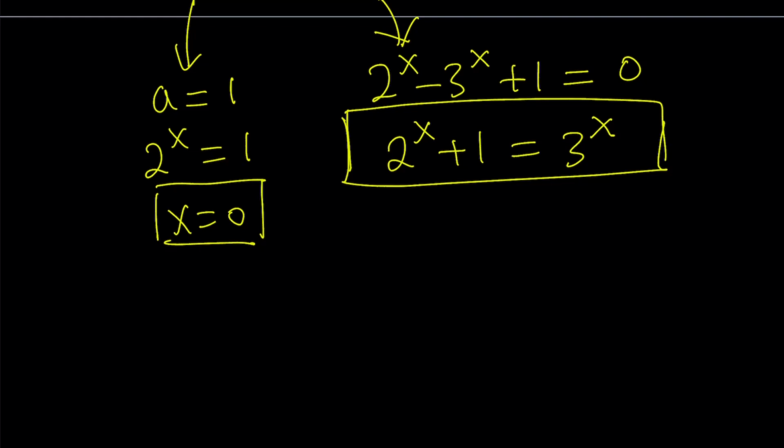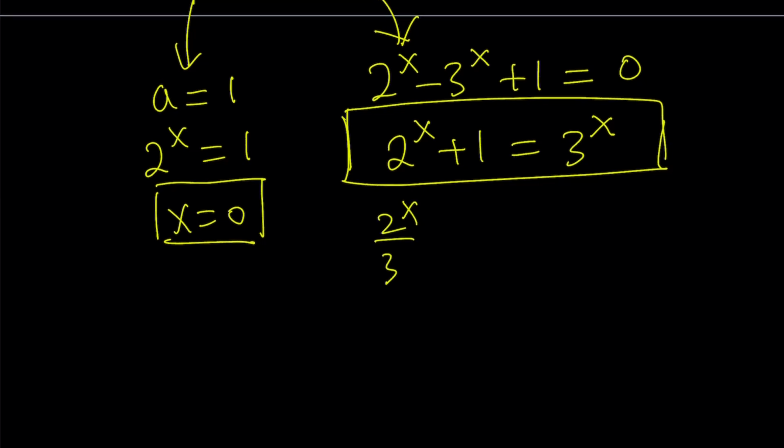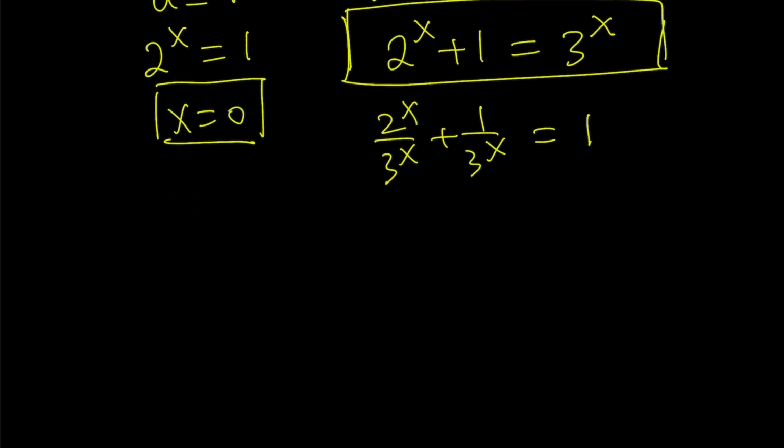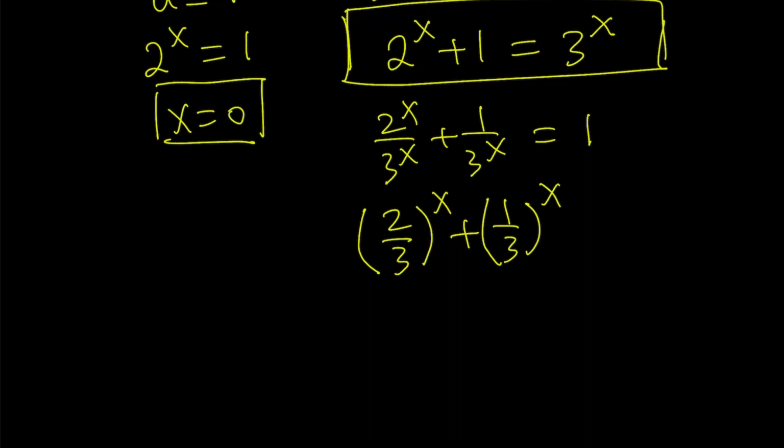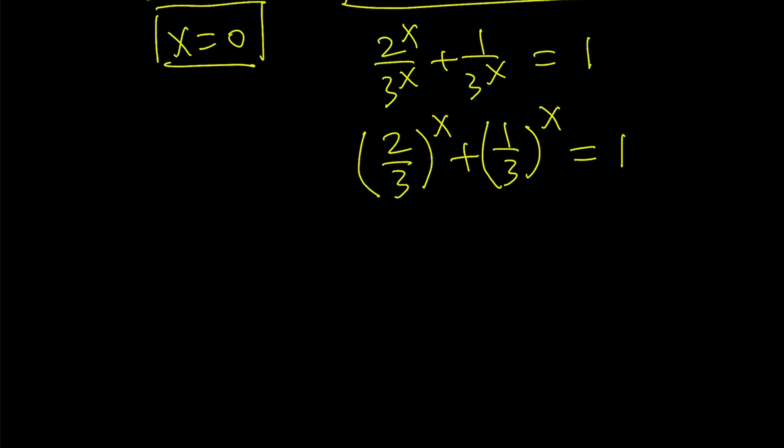Let's go ahead and divide both sides by the expression with the highest base, which is 3 to the power x. So that's going to be 2 to the x over 3 to the x, plus 1 over 3 to the x equals 1. Now notice that 1 can be written as 1 to the x power, so we can write this as (2/3) to the power x plus (1/3) to the power x equals 1. Now this is really cool because on the left-hand side, we have a decreasing function. How do I know that? If you have b to the power x and b is between 0 and 1, then you're going to get a decreasing function.